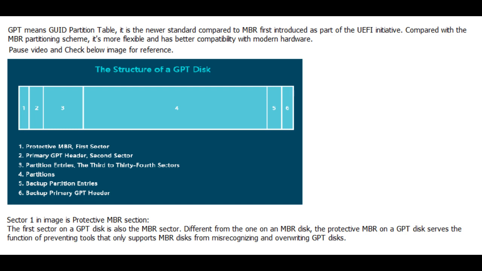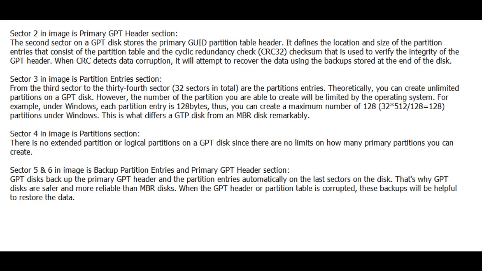The first sector on a GPT disk is also the MBR sector. Different from the one on an MBR disk, the protective MBR on a GPT disk serves the function of preventing tools that only support MBR disks from misrecognizing and overwriting GPT disks. Pause video and check below image for reference. Sector 2 in image is primary GPT header section.